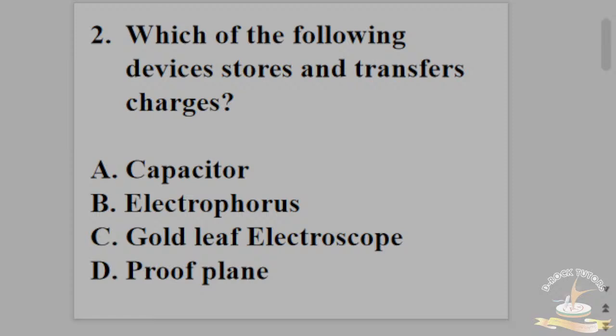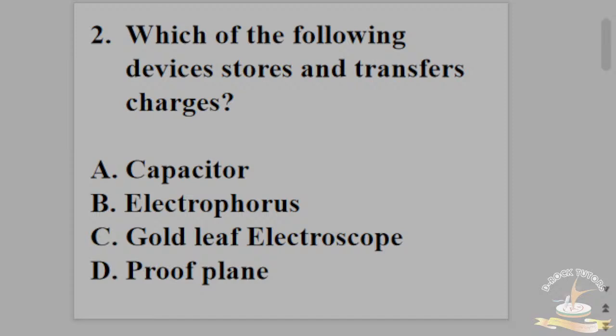And if you look at option C, it is the gold leaf electroscope. It's one of the most important devices in electrostatics in physics. It does 4 major things. A gold leaf electroscope helps to identify the presence of charge on a body. So a gold leaf electroscope can tell us if a particular object is carrying a charge or not. Not only that, it can tell us the type of charge a particular object is carrying. So you can use a gold leaf electroscope to test for the type of charge.